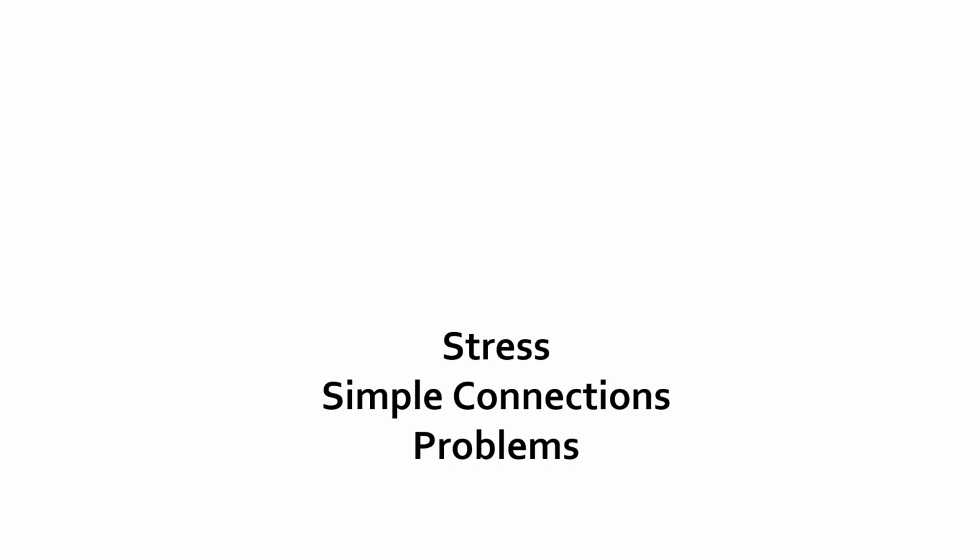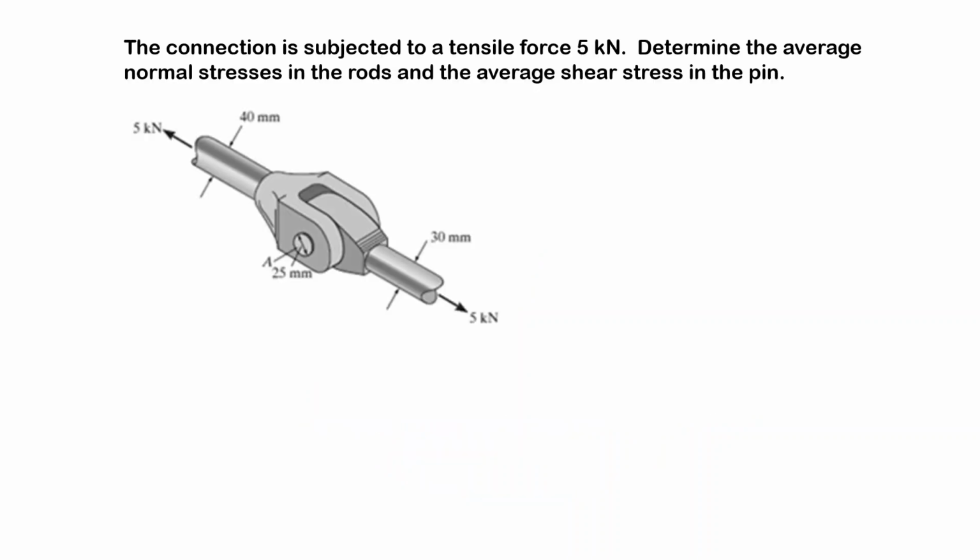In this video, we will solve simple connection problems with our basic knowledge about normal and shear stresses. In the first problem, we have a connection which is subjected to a tensile force of 5 kilonewtons. The question is, determine the average normal stresses in rod 1 and rod 2, and the average shear stress in the pin. The pin is between the two elements.